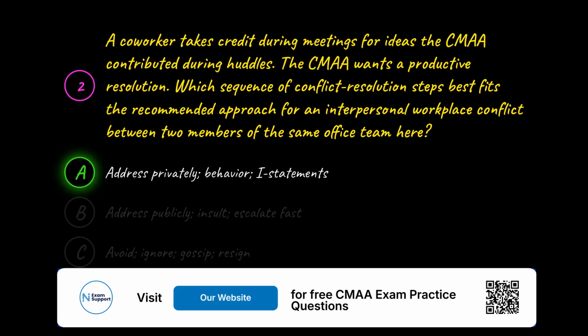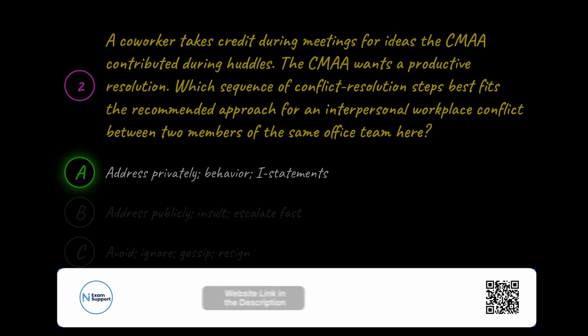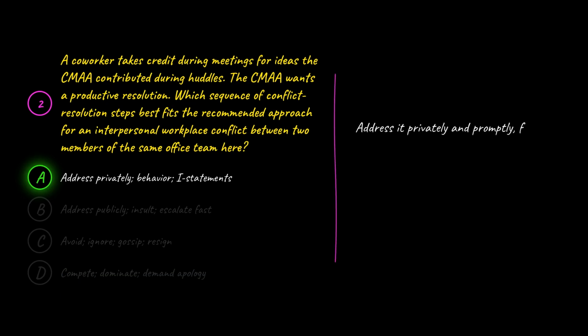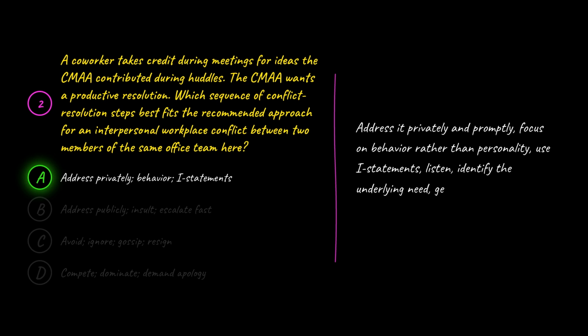The correct answer is A. Address privately, behavior, I statements. A is correct because you address it privately and promptly. Focus on behavior rather than personality. Use I statements. Listen. Identify the underlying need. Generate options. Agree on next steps. And follow up later to confirm progress.